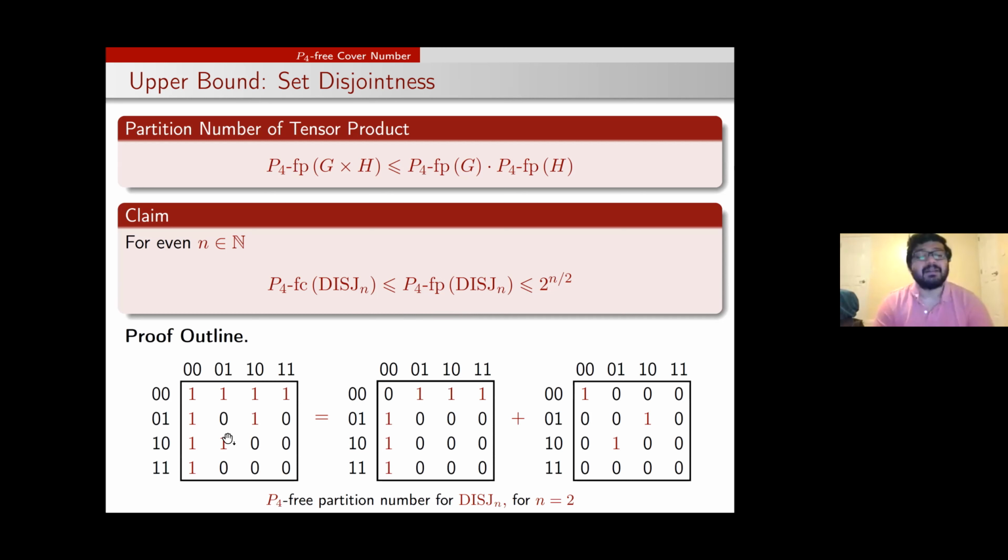So let me give an example. So first I will prove that disjoint 2 has partition number 2. So this is the graph for disjoint 2. I can partition it into 2 rectangles and a matching. And this is the partition with disjoint 2. And disjoint n is just a tensor of disjoint 2 n/2 times. And by using this bound, we directly get this bound. Any questions about this? If the question is how tight is this bound, answer is we do not know. So that's an open problem. Any other question? Otherwise, we can move ahead.